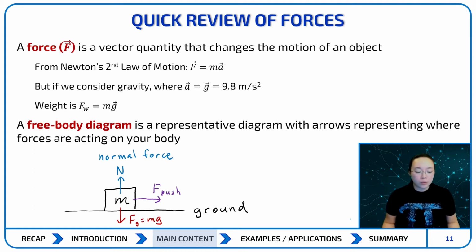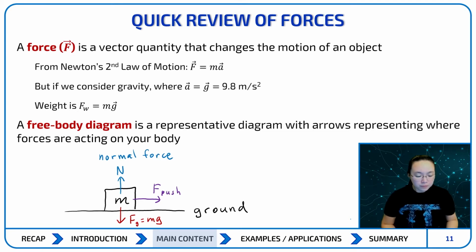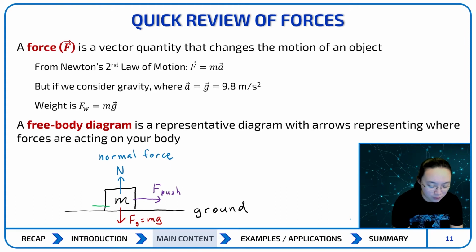Something else that you can add as well: what happens if there's friction between the object and the ground? Friction always acts against the direction of motion. If I'm pushing the object towards the right, then there's going to be a retarding force, or a force that takes some of that effort away. So if there's friction between the object and the ground, it's going to go in the opposite direction. We'll call this force of friction, F.